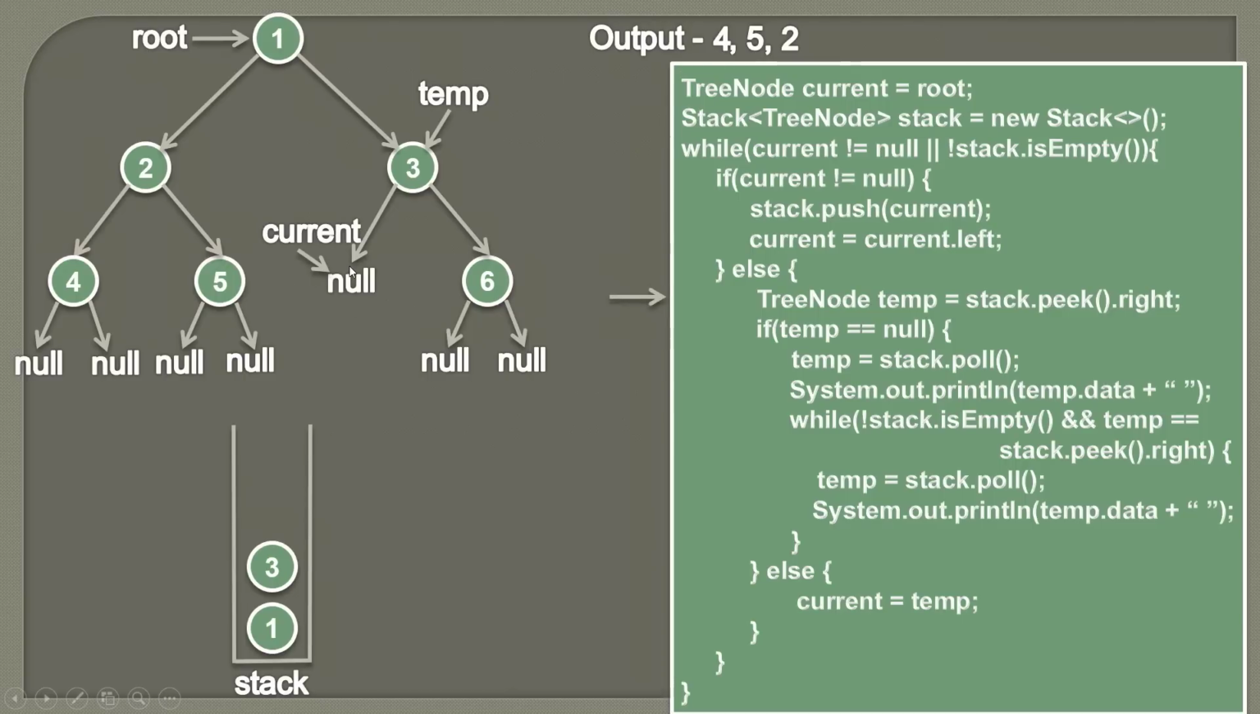So in the else part, we will assign stack's peek right value to temp. So stack peek is node 3 and its right is 6. So now temp will point to 6. And here we check whether temp is equal to null or not. But here you can see temp is not equal to null. So there can be a possibility 6 can also have left or right children. So in the else part, we simply assign current to 6.